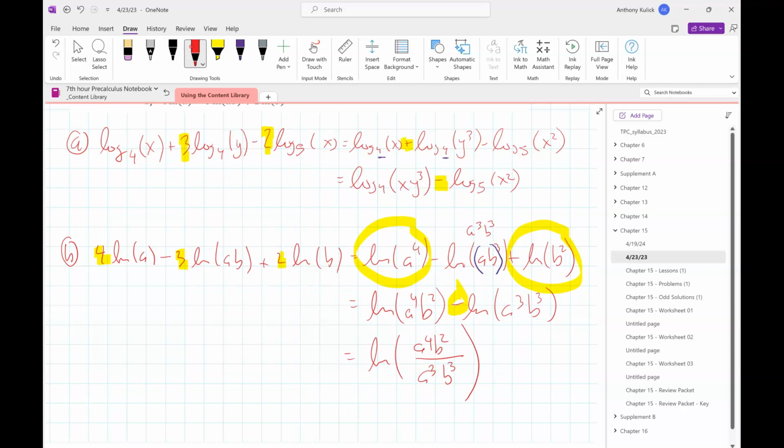And hey, hold on a second, Mr. Kulik. What do you notice that can happen here inside this logarithm? Look at that fraction. What can you do to it? It starts with an R. Ugh! Reduce! Yes, there you go. So that would end up just being A over B.